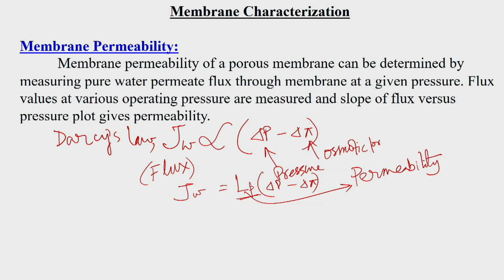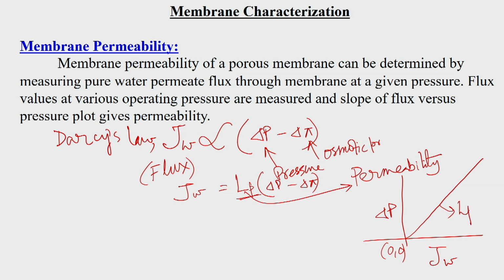If we plot delta P versus JW, starting from the origin, then as per Darcy's law, if we increase the driving force on the membrane system, the permeate flux value will go on increasing, because it is linearly proportional. And the slope will give LP.